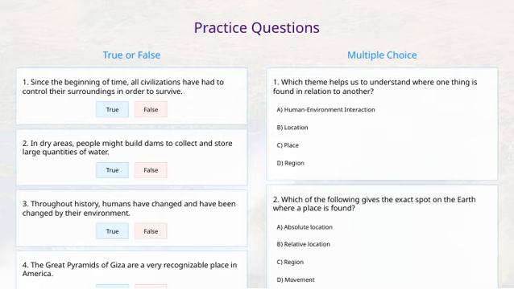As a class activity, I encourage you to work with a partner to create your own true, false, and multiple choice questions about these themes. This will help reinforce your understanding and prepare you to quiz your classmates. Remember, these themes, like location, place, human-environment interaction, region, and movement, are the foundation for understanding geography. They help us see how different places are connected and how humans interact with their environment. Keep these concepts in mind as we continue exploring the world around us.